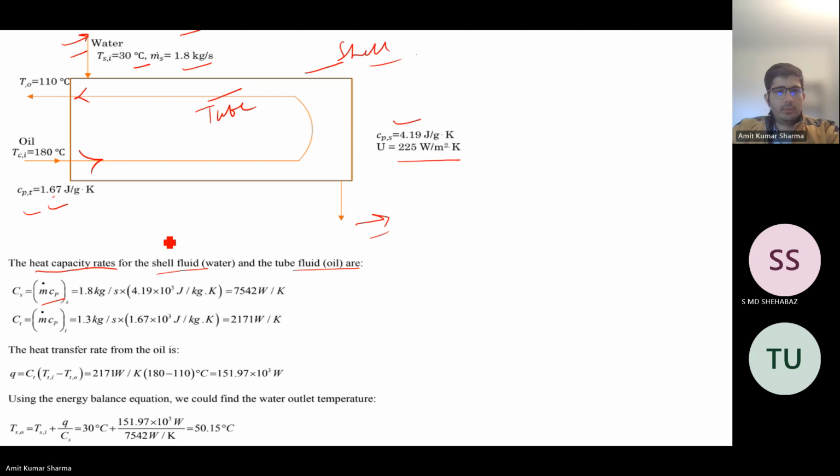So you will get the heat capacity rate as 7542 watt per Kelvin, and for oil, the flow rate of oil is 1.3 kg per second into 1.67 into 10 to the power 3 joule per kg Kelvin. So after solving, you will get 2171 watt per Kelvin. The first step is to find the heat capacity rates.